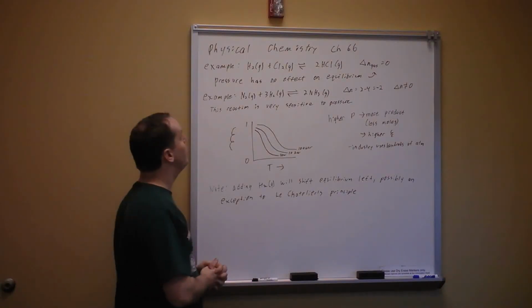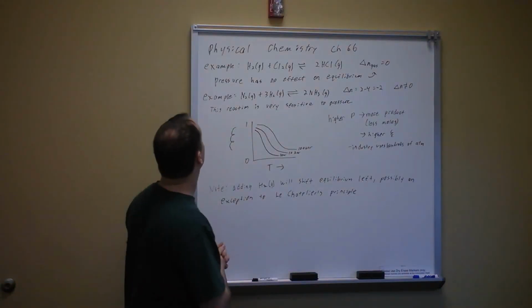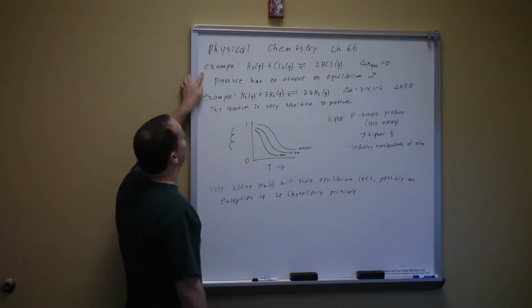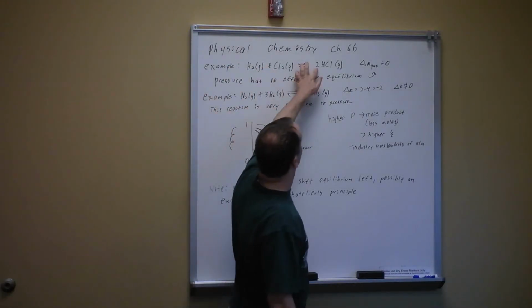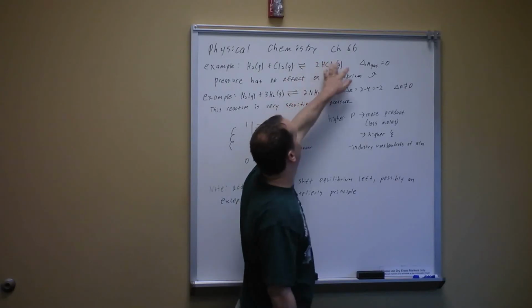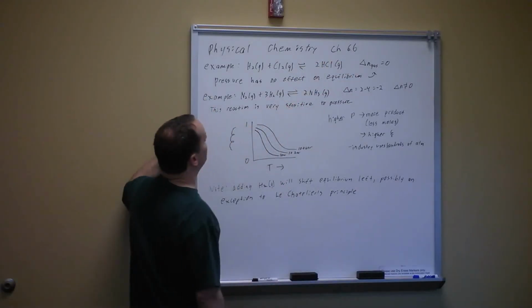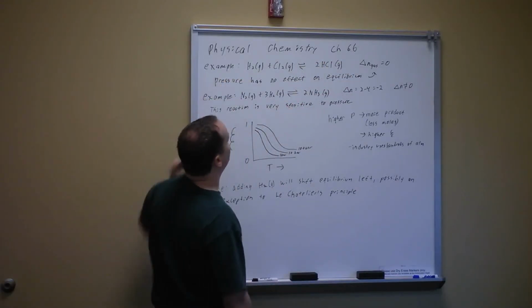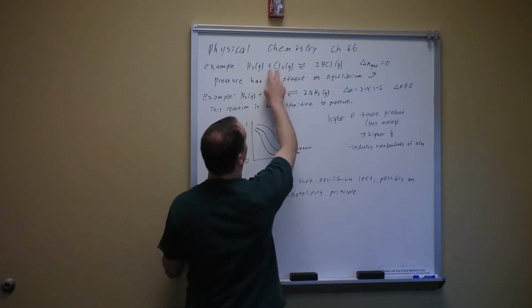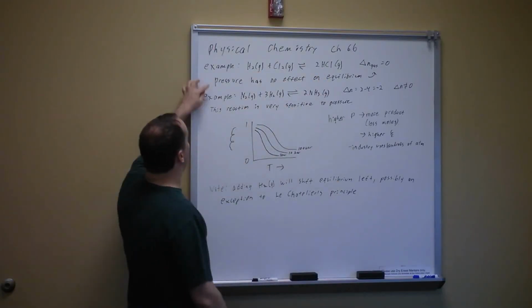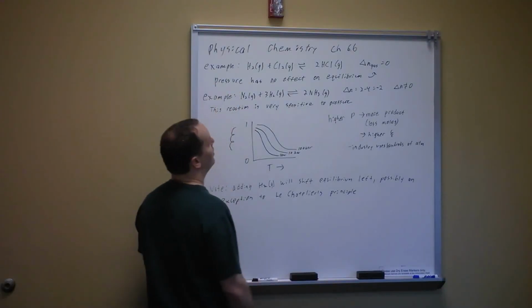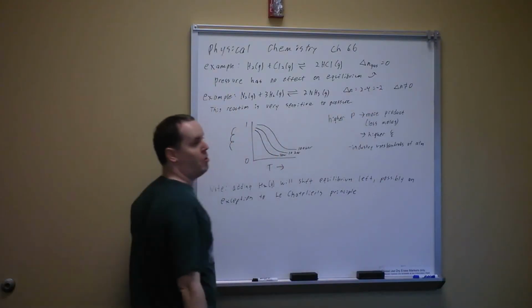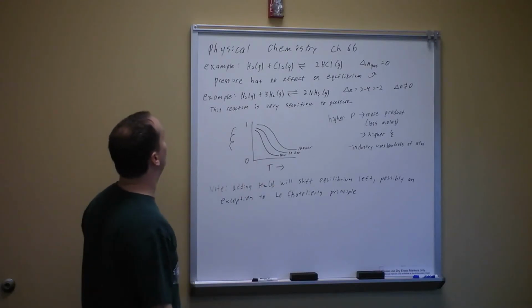Continuing on physical chemistry, chapter 6, section 6. As an example, let's say we have hydrogen gas plus chlorine gas going to hydrogen chloride gas. The change in the number of moles is going to be 0: 1 plus 1 is 2, to 2. So for this reaction, pressure won't have any effect on the equilibrium because there is no product or reactant side with fewer moles.